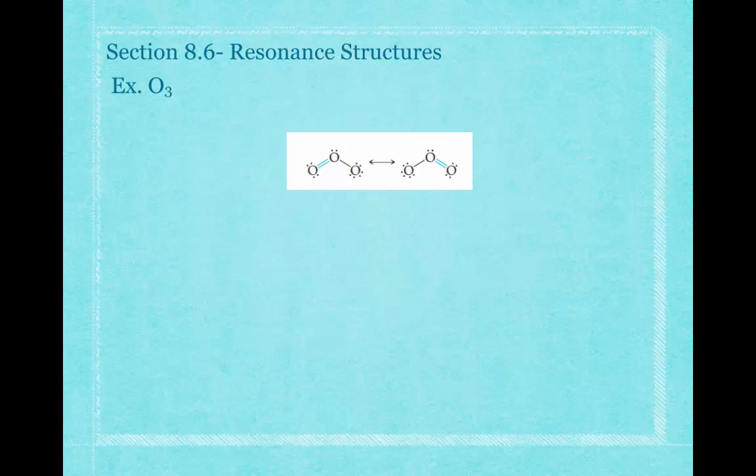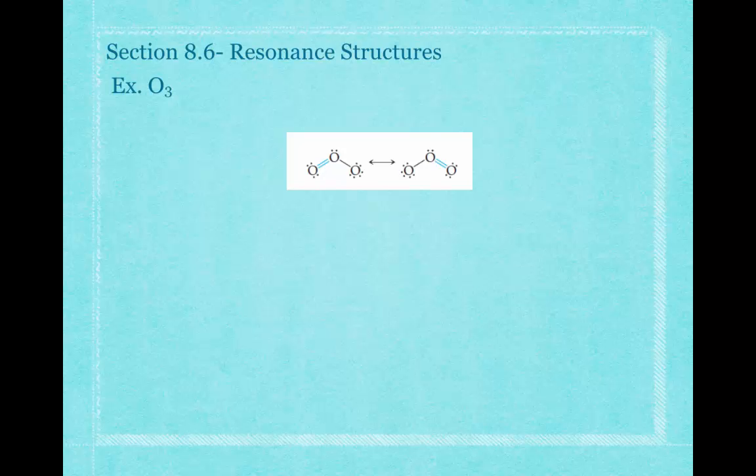And so when you have more than one way to draw a Lewis structure, like you do in this case with O3, you have a resonance structure. Now, a big misconception with resonance structures is that half the time O3 exists in the form that you see on the left-hand side, and the other half of the time it exists like you see it on the right-hand side. And that's actually not the case. Instead, O3 exists as a blending of those two Lewis structures.